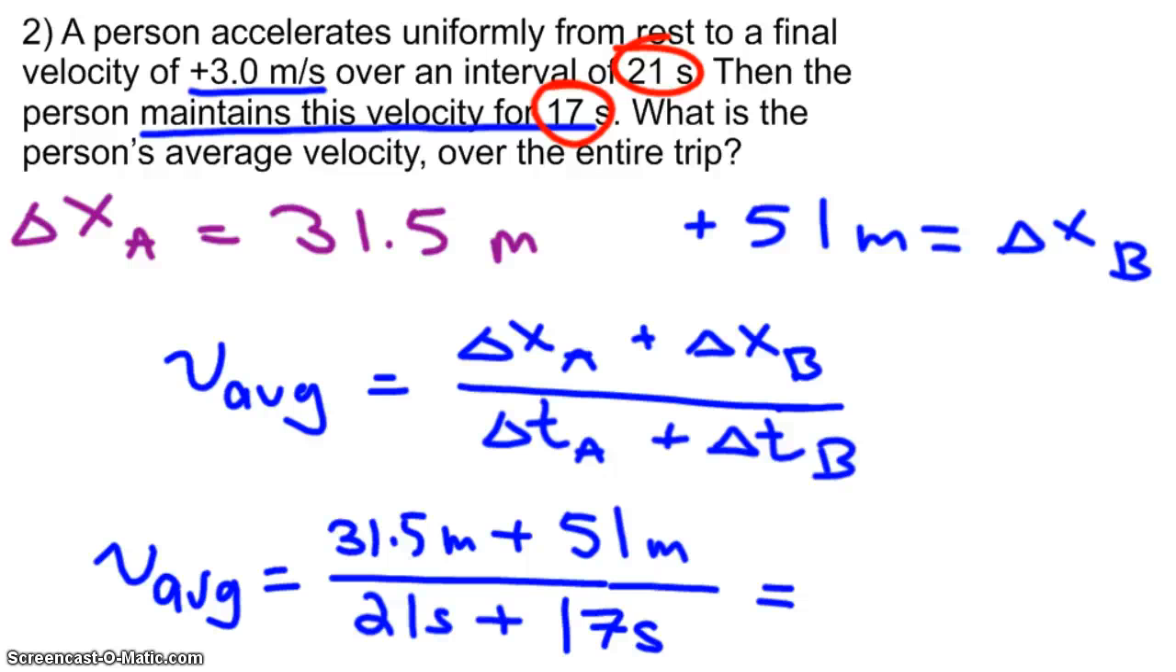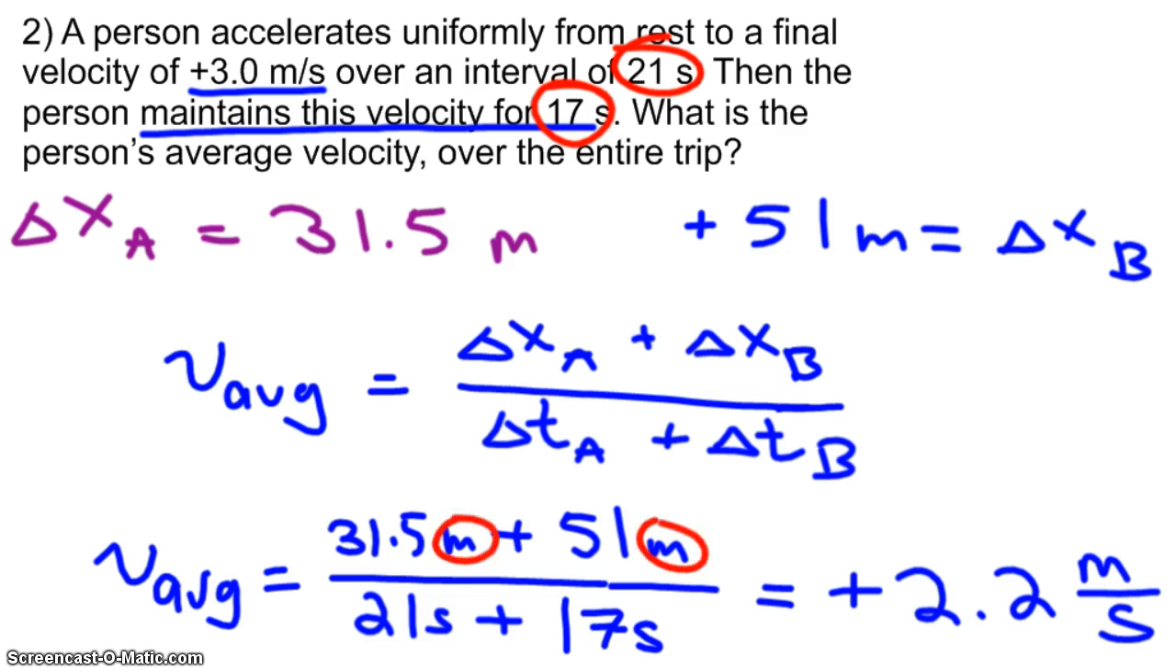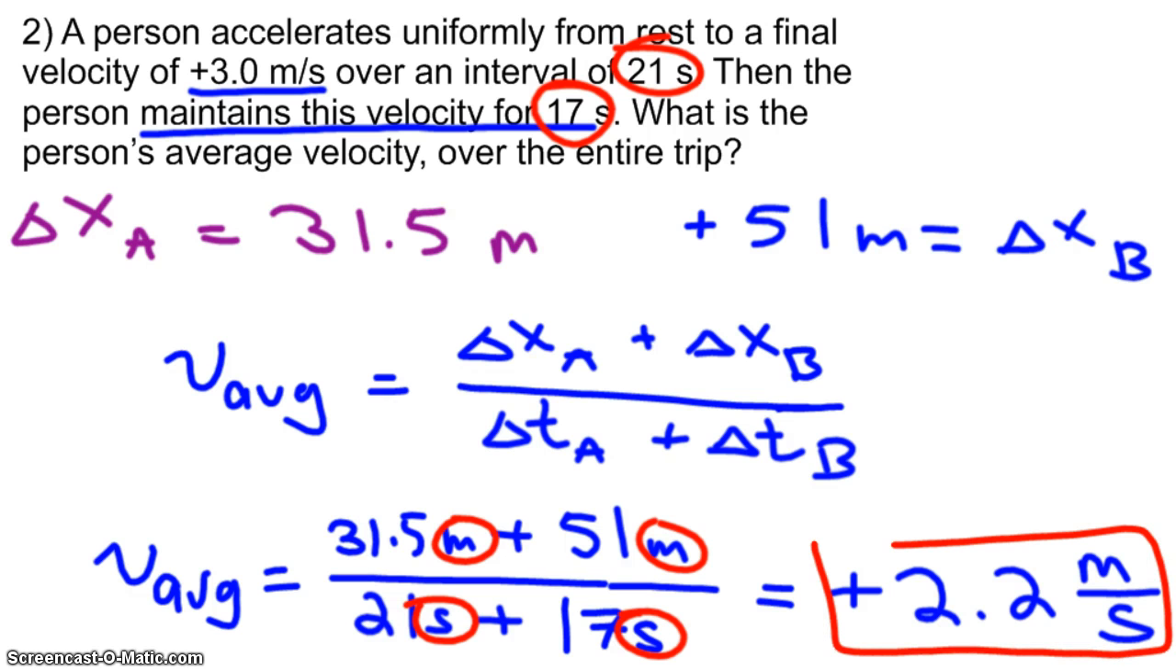We get 82.5 in the numerator. We're going to divide this by, what, 38? And the answer, you can sigh a sigh of relief. Positive 2.2 meters per second. Whoops. Got to get your units correct. Right? Meters are the unit of the numerator. Seconds is the unit of the denominator. So 2.2 meters per second, it's positive. That indicates to you that the average velocity is in the positive direction. So on average, the person was going in the positive direction with this speed.